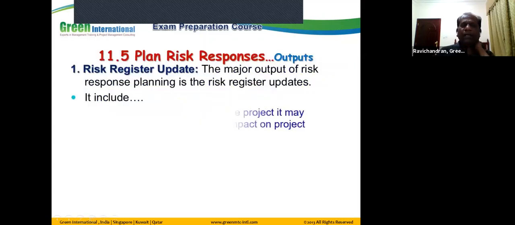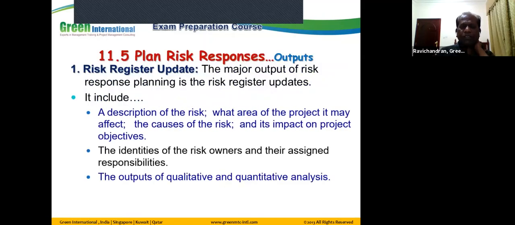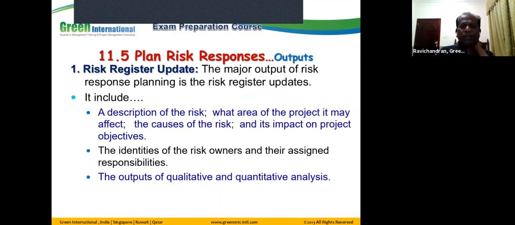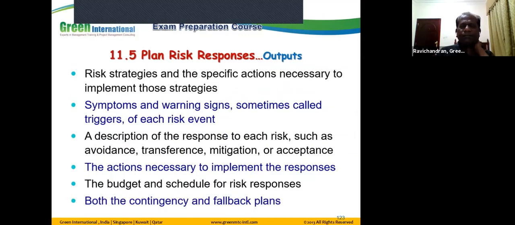So we are again updating the risk report with the new information: all our selected action plans for each risk, who is the risk owner, and what are the symptoms, warning signs or triggers you may see when the risk is happening. What are the specific strategies we have chosen for each risk, like avoidance, transference, mitigation, or acceptance, and the budget and schedule for each risk response. Both contingency and fallback plans are documented.